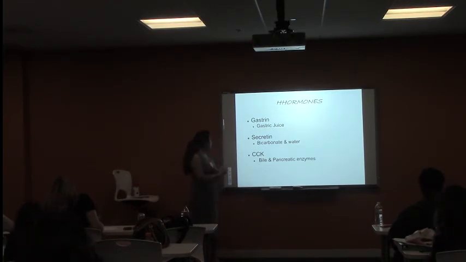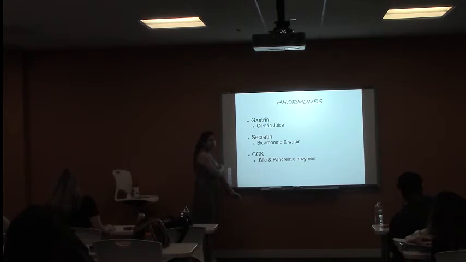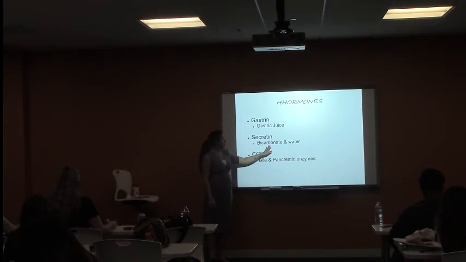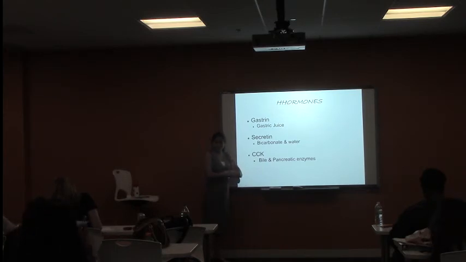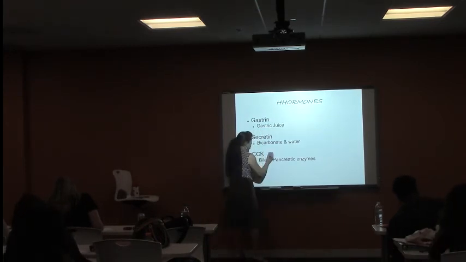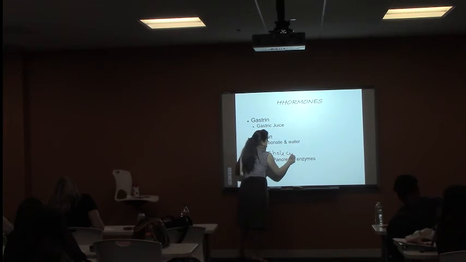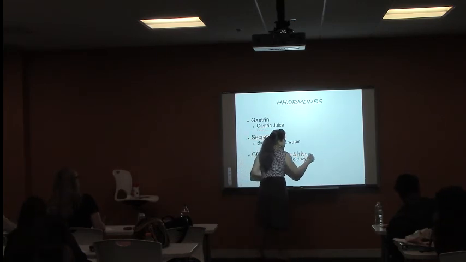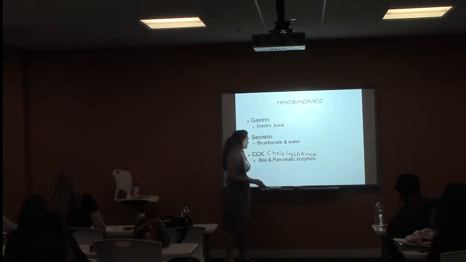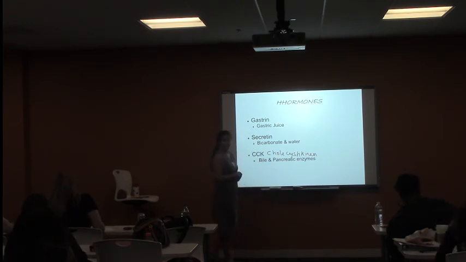The hormones that you need to know: there are three. Gastrin, which causes gastric juice to be produced. Secretin, which causes bicarbonate and water to be secreted. And CCK, which causes bile and pancreatic enzymes to be secreted. So three hormones: gastrin, secretin, and CCK. CCK stands for cholecystokinin, which people usually just call CCK.